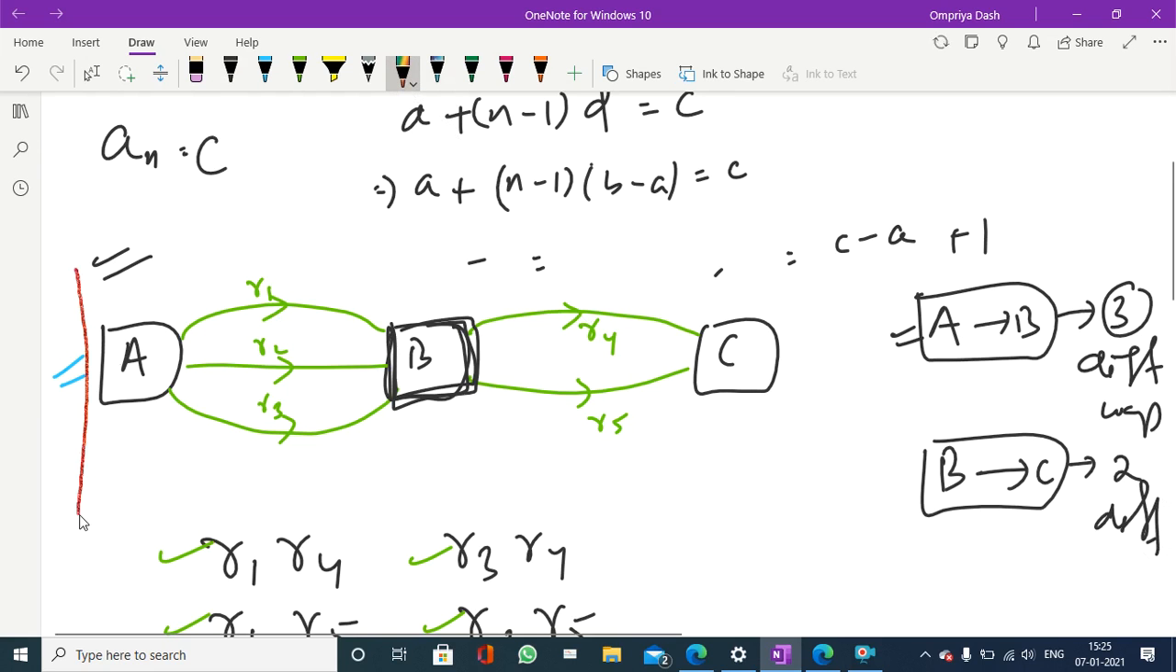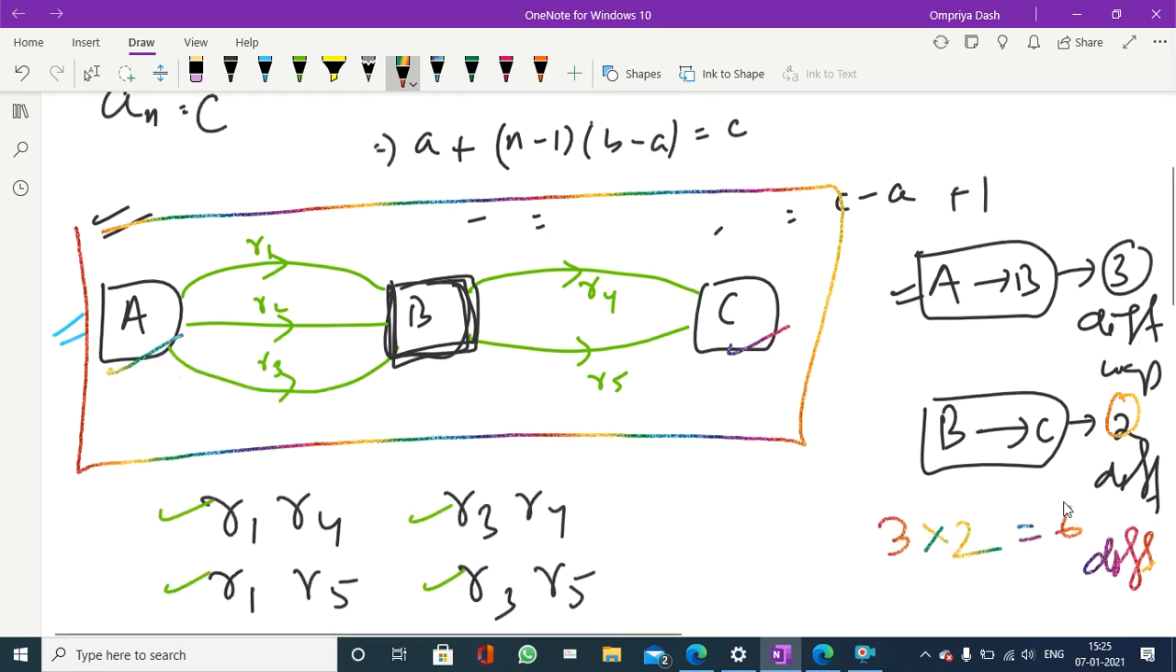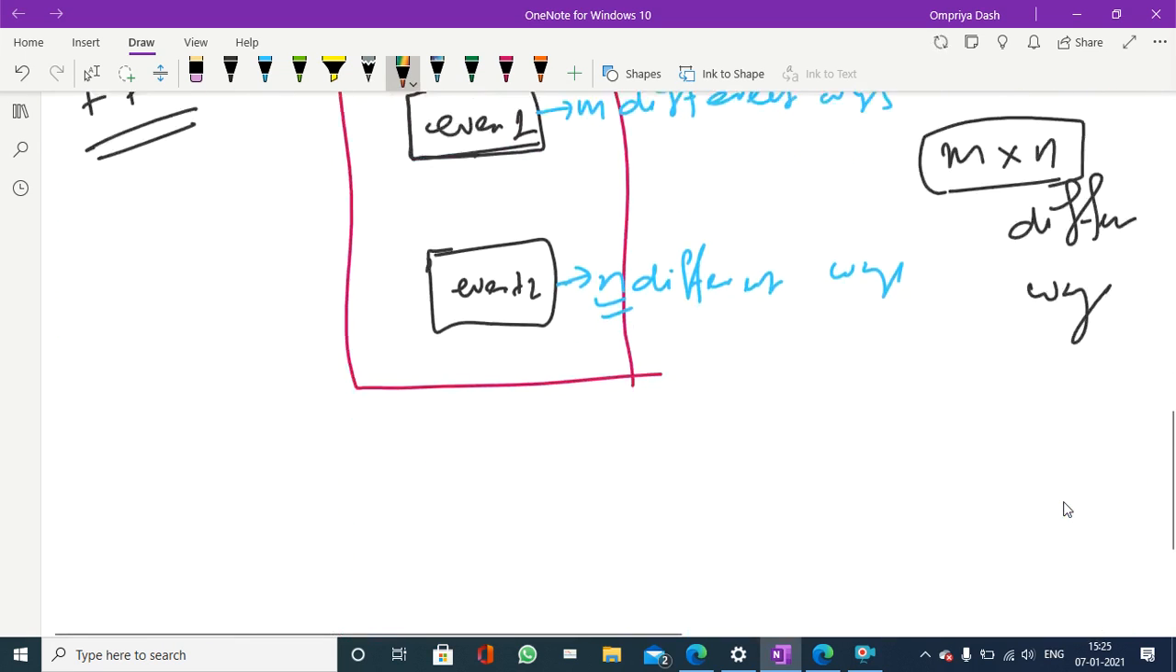Therefore, the entire task, which is to go from A to C via B, can happen in 3 times 2 is equal to 6 different ways. You get it? 6 different ways. This is what the fundamental principle of multiplication is all about, right?